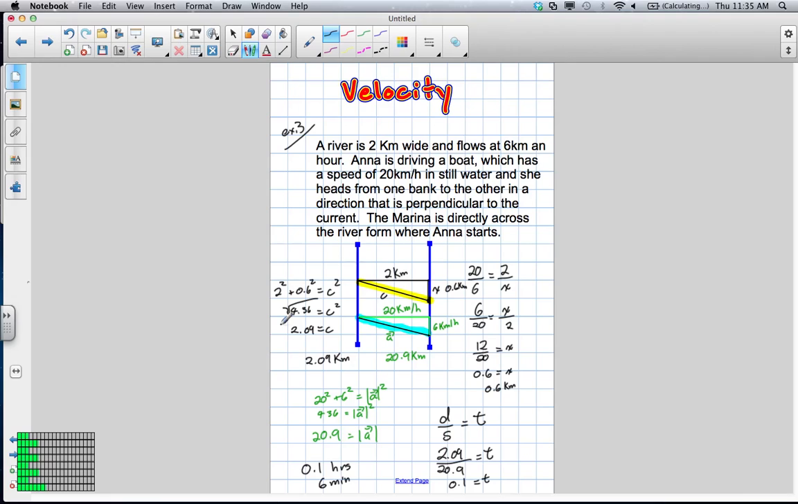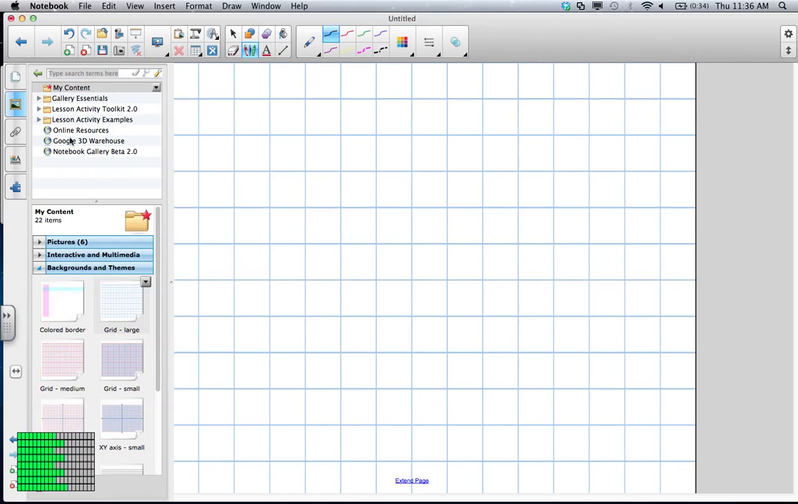Okay. This one is a little different. Question C states, Anna decides that she wants to actually be aimed at the marina. She wants to travel directly across. So we have to change this question a little. I'm going to jump to another page. Okay. So we're still at the same river.